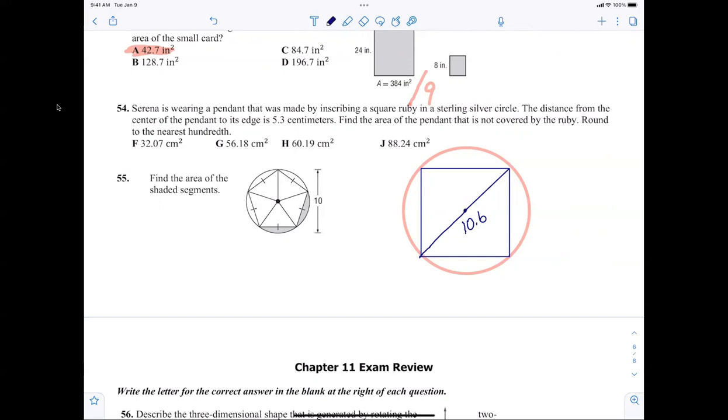Find the area of the pendant that is not covered by the ruby, right? So we just want this area. Does everybody agree? So it's the area of the circle minus the area of the square, correct?